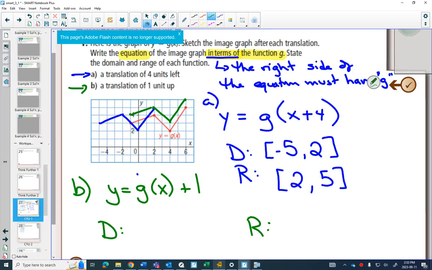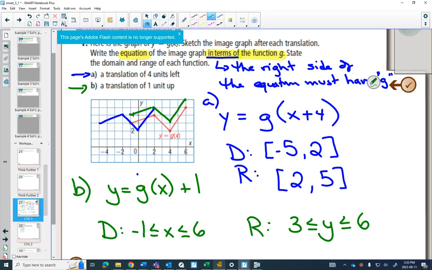And finally, domain and range of our graph. For the domain, the smallest x value is minus 1. And this time, I'm going to use the set notation. So it goes from minus 1 to 6. And for the range, the smallest y value is 3. And the largest y value is 6.